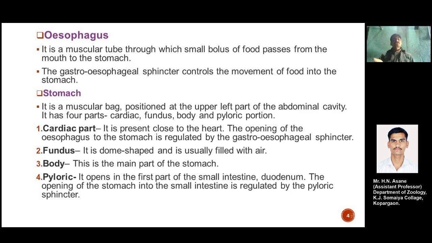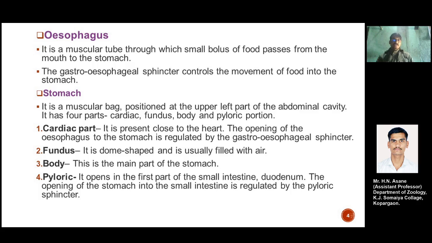The second part will be the fundus region of the stomach. It is a dome-shaped structure and is usually filled with air. Then the body of the stomach is the main part of the stomach. Then there is the pyloric part, at the basal part.